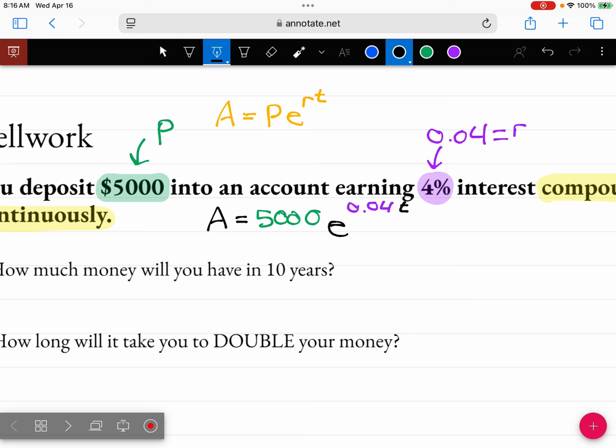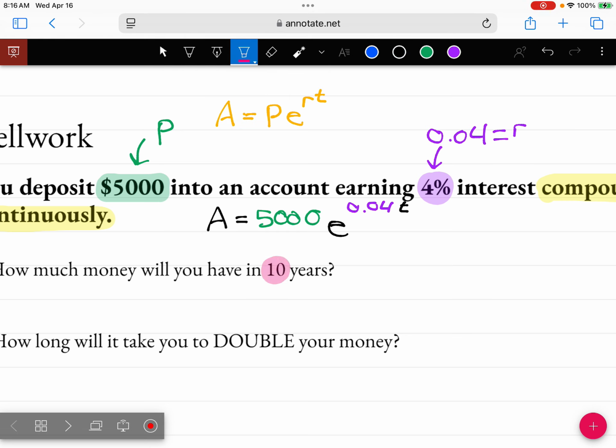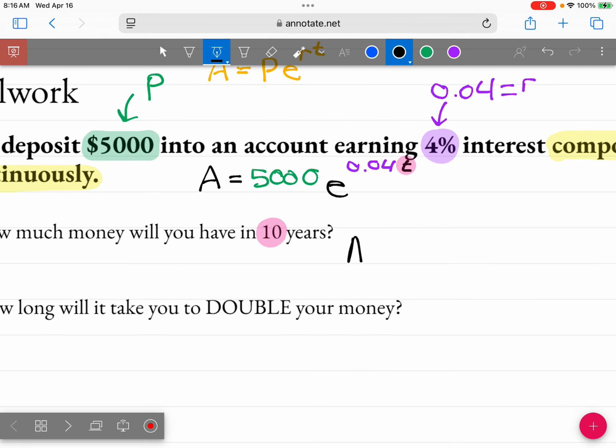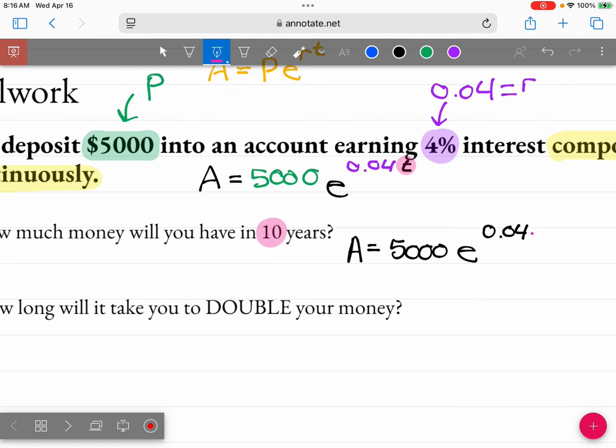So if we want to know how much money we're going to have in 10 years, where is this 10 going to go in our equation? T. So we're trying to figure out how much money we have in 10 years. So that's going to be A equals 5,000 E to the 0.04 times 10. This is very much a last chapter thing. So all we got to do is type this in the calculator.